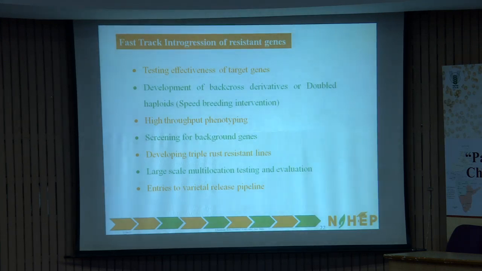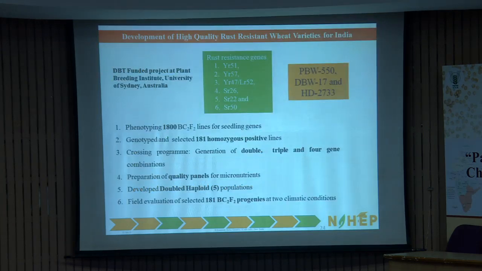Even if you put a gene into your material, if it is not performing very well in the yield trials, it will not be useful for you. So the project was development of high quality rust resistant lines. We had 6 genes: YR51, YR57, YR47 linked to LR52, and SR26, SR22 and SR50 for stem rust resistance. All these genes are effective against Indian pathotypes. We wanted to transfer these genes into 3 Indian varieties, which were famous varieties, and a few of them are still in the breeder seed production pipelines.